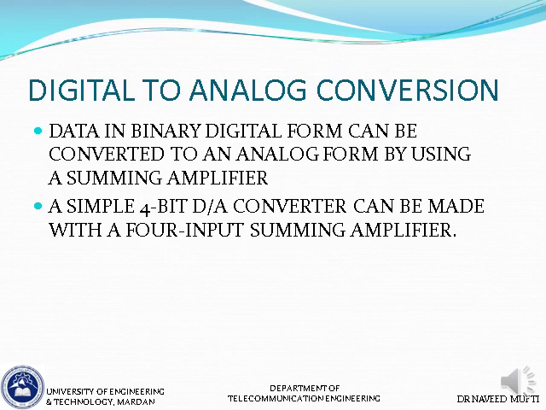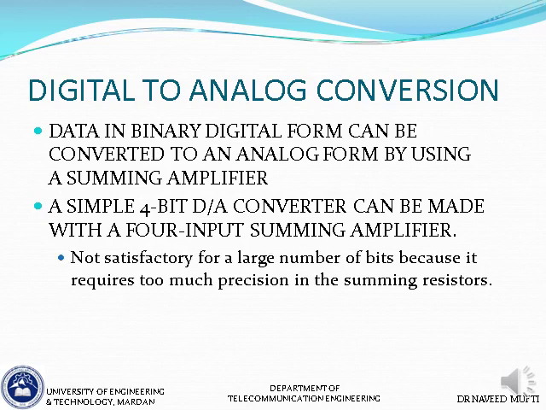So in this example, we are going to discuss a 4-bit digital to analog converter. But here is a note of caution: this type of digital to analog converter is not satisfactory for a large number of bits, because it requires too much precision in the summing resistors, as you will see on the next slide. When we move on to the next slide, you will see that if there are a lot of inputs, then achieving the very precise values of resistors becomes an issue.